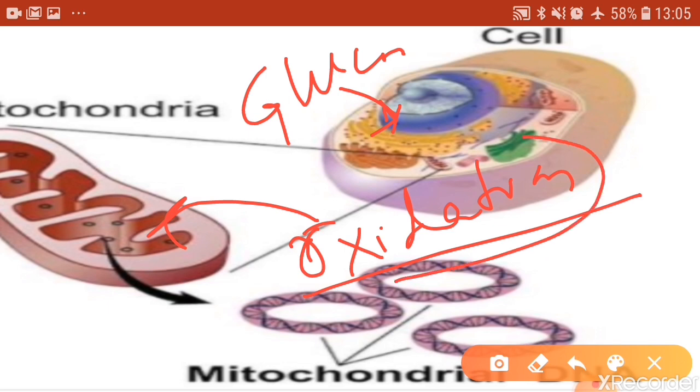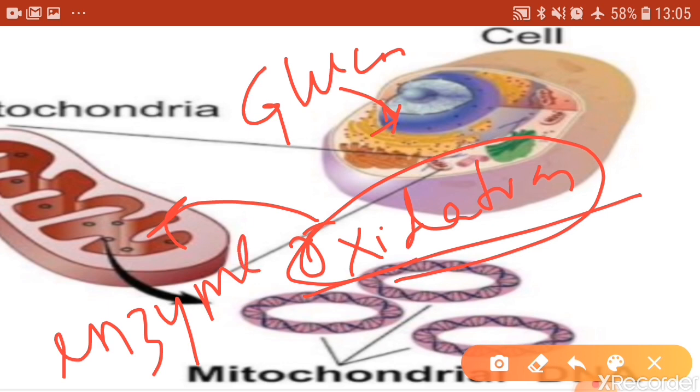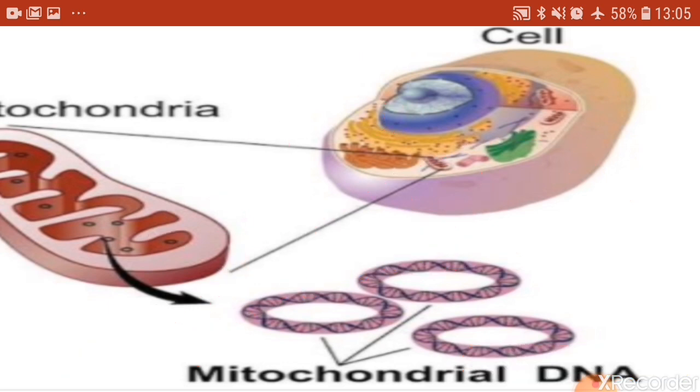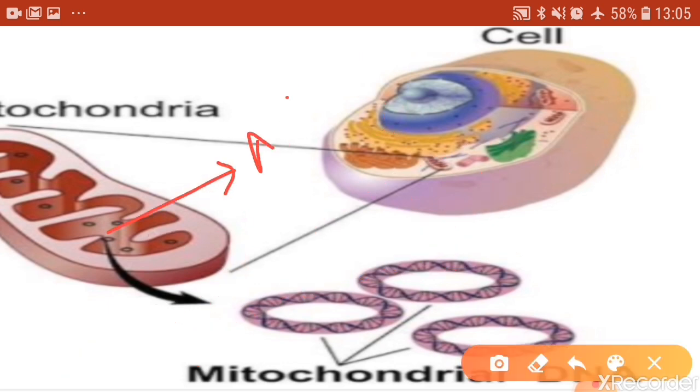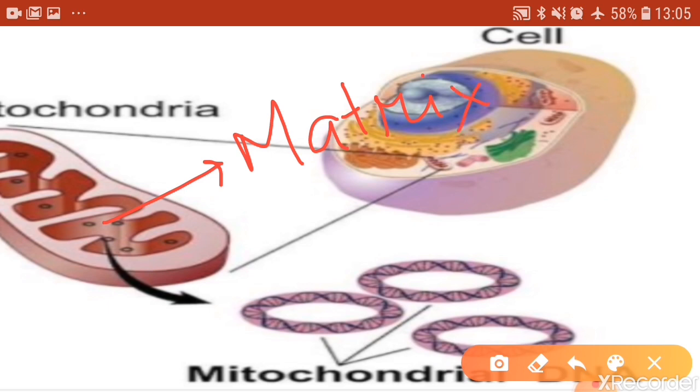For this oxidation, enzymes are required, and these enzymes are present in the matrix of the mitochondria. The matrix, that is the fluid present in mitochondria, has the enzymes for oxidation of food and release of energy.